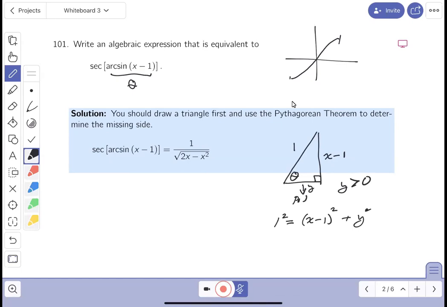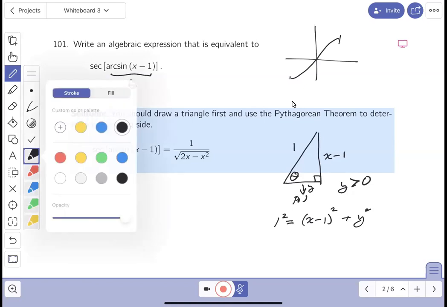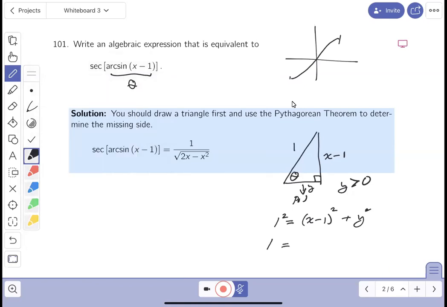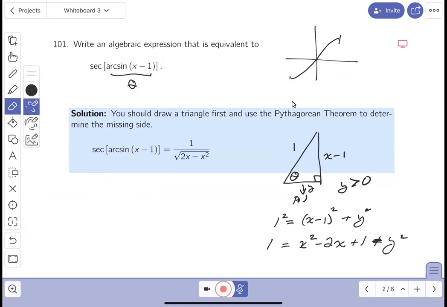So let's keep going. Let's get confusing, but let's put this down. 1, this would be x squared minus 2x plus 1, I'm sorry, plus y squared. Let me get my eraser out, it looks really bad.